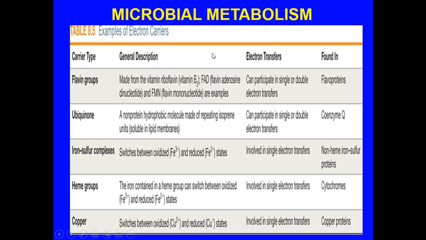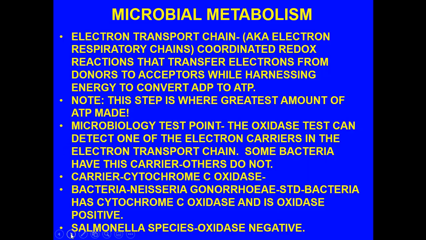Now, we're going to start moving into the electron carriers that are required for the electron transport chain. First off, you don't have to memorize everything, get a little bit familiarized, but that's it. Because you're going to have a variety of electron carriers present: the flavin groups, ubiquinone, iron-sulfur complexes, heme groups, and copper, okay? These are either going to take 1 or 2 electrons, okay? Now, the electron transport chain, otherwise known as respiratory chains, are coordinated redox reactions that transfer electrons from donors to acceptors while harnessing energy to convert ADP to ATP. Now look, it's this step, the ETC, that makes the greatest amount of ATP per molecule of glucose at all.